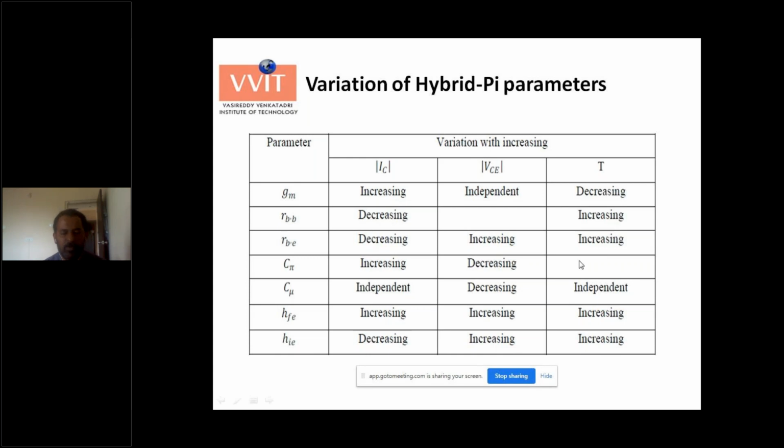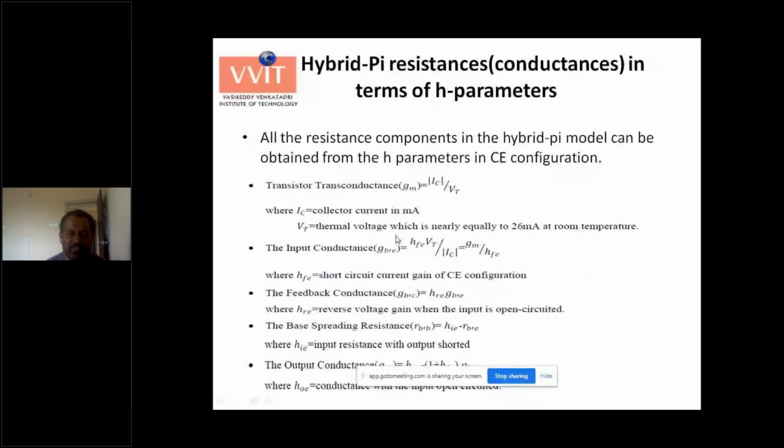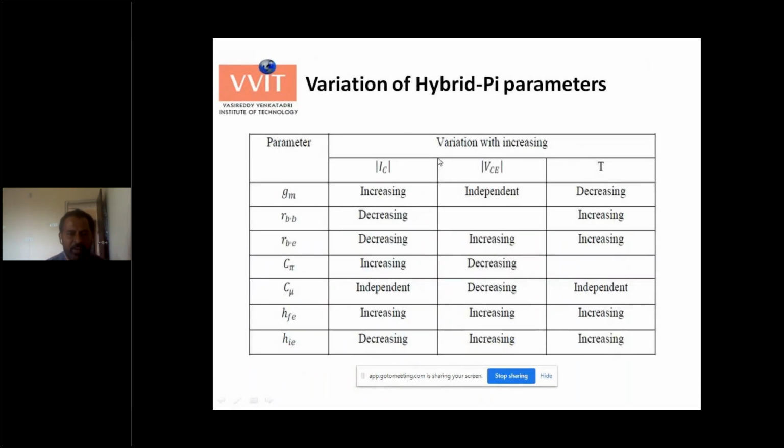So in the previous slide we have these relations. From these relations you can find all these variations. What happens when IC increases? GM increases. GM is independent of VCE, the output voltage, the output biasing conditions, and these are the relations. You can find this also in your notebooks.